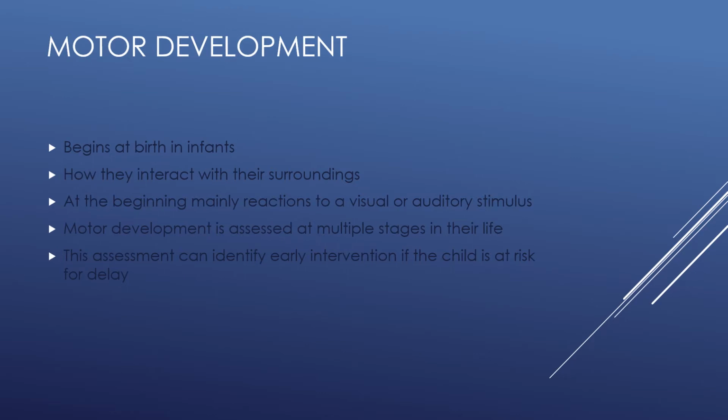Motor development begins at birth. Infants with typical development will interact with their surroundings with a series of motor behaviors that include spontaneous reactions and movements. Usually these are towards a visual or auditory stimulus. These movements that children make in the very beginning are an early manifestation of a range of motor actions that will be essential later in life. Gross motor skills which emerge in the first few months of life contribute to the acquisition of other motor and cognitive skills later in their life.